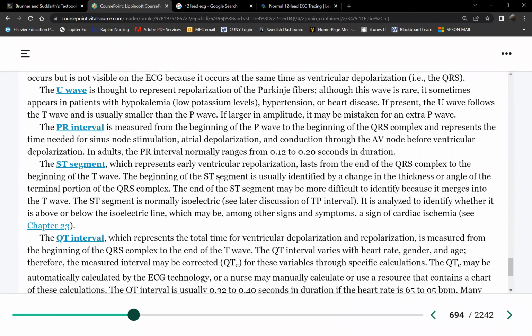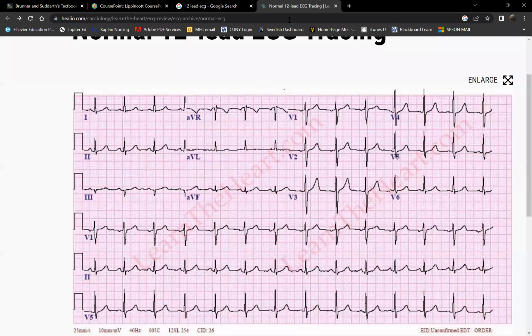Of course, there can be changes to this ST segment, such as what happens in an MI, when the patient is having a heart attack. So an ST segment can be either depressed or elevated. That's what we call ST elevation MI, which is a massive heart attack, versus a non-ST elevation MI, which is a less serious heart attack, meaning ST depression.